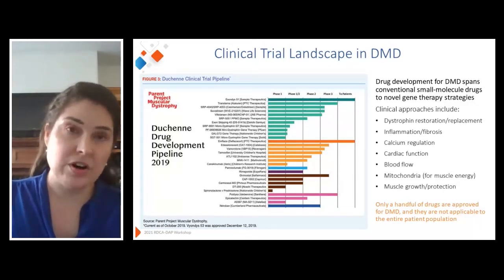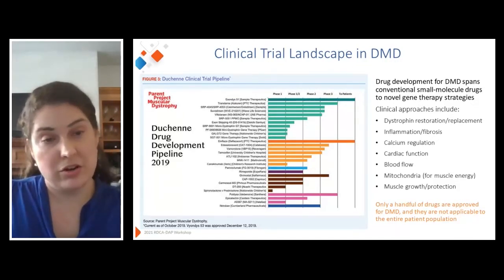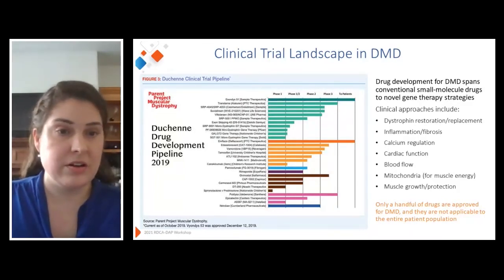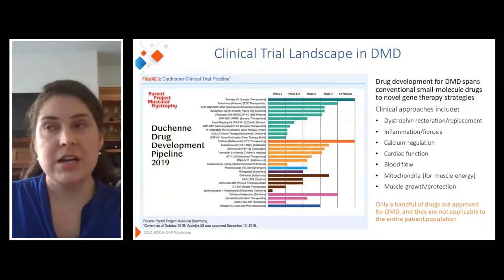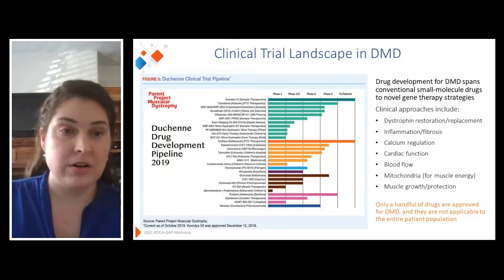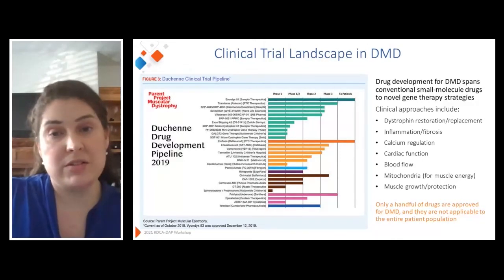For example, there's an approved drug that has passed through regulatory approval in Europe through the EMA, but that's not available in the US, and vice versa. There's another drug that has passed regulatory approval in the United States, but not yet in Europe. And clearly this highlights the need for continuing the necessary work in drug development in Duchenne muscular dystrophy.